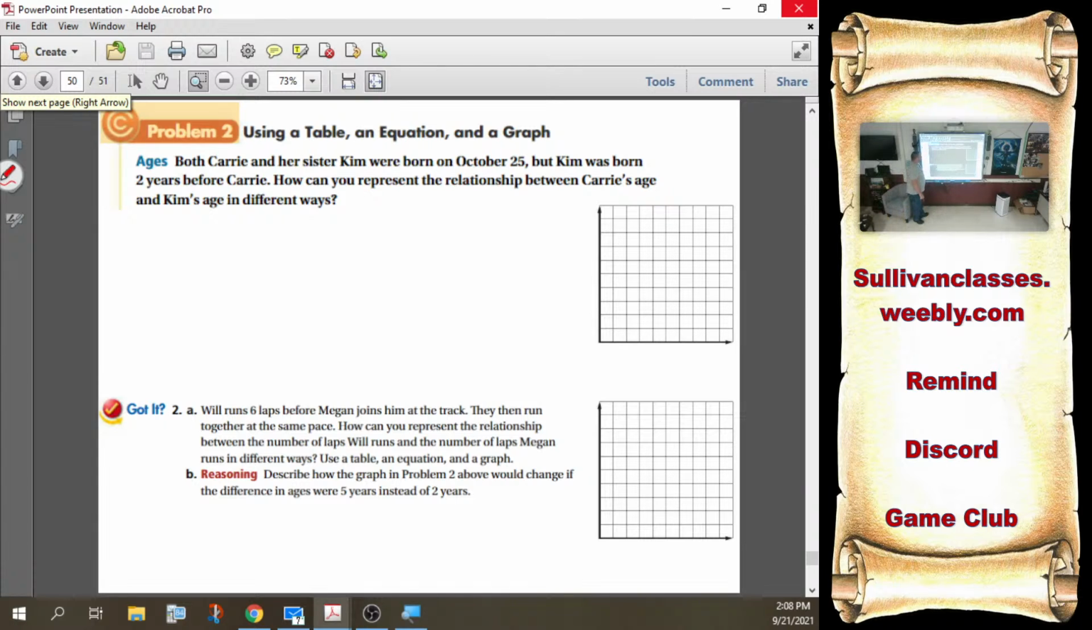Carrie and Kim, sounds like Kardashians, were both born October 25th, but Kim was born 2 years before Carrie. How can you represent the relationship between their age in different ways? Meaning, what if I had, let's just call it X and Y. And I'm going to say X is Carrie and Y is Kim. And I'm just going to start throwing a bunch of numbers at it.